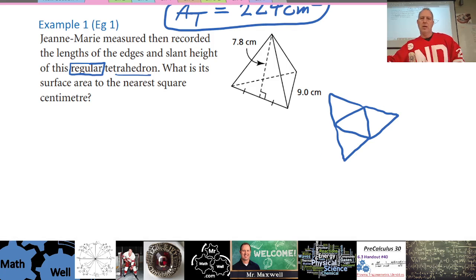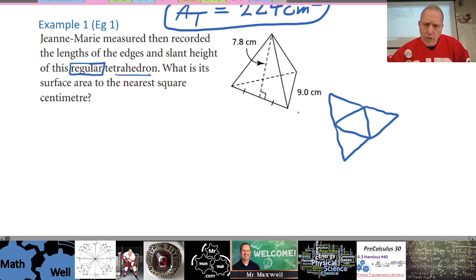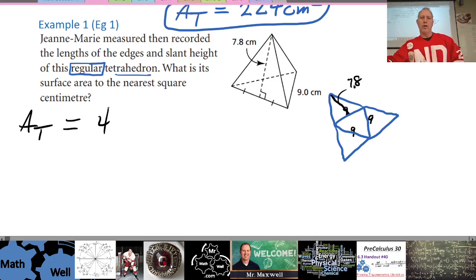All right. So 9 is going to be these, these are 9s, right? That's the bottom edges. And then the slant height is going to be 7.8. So this, for example, that's a crooked line, but this is 7.8. So area total is going to be 4 times the triangles, right? And sometimes I abbreviate triangles. I write this little triangle shape. So 4 times the area of the triangles, 4 triangle areas, okay?